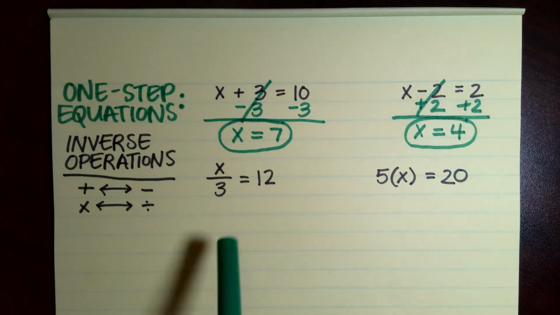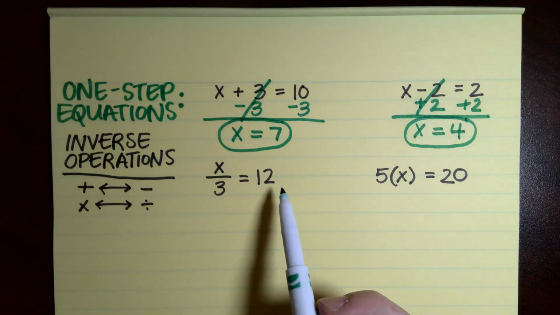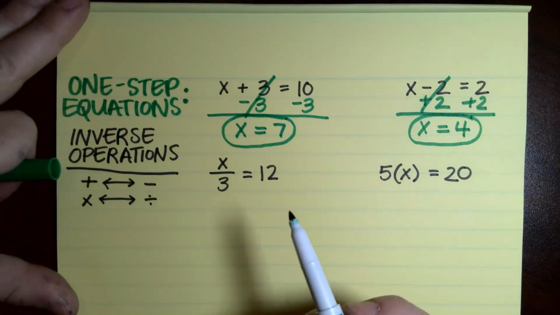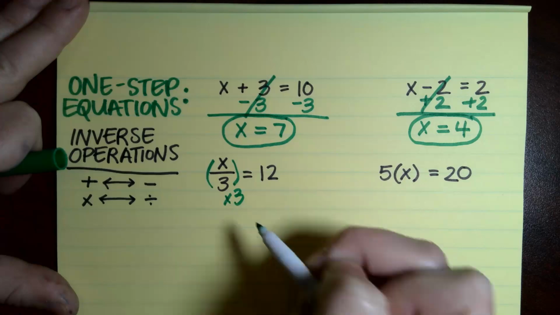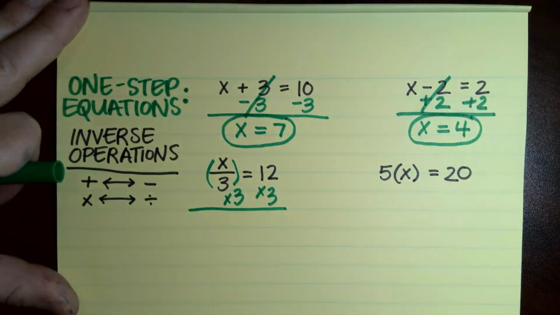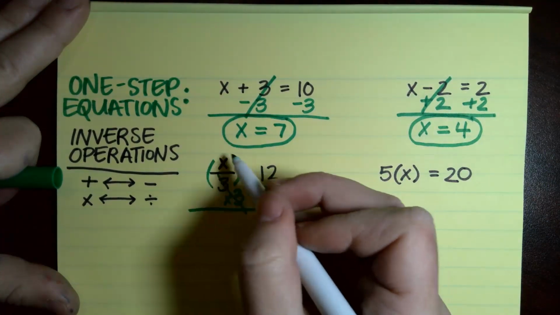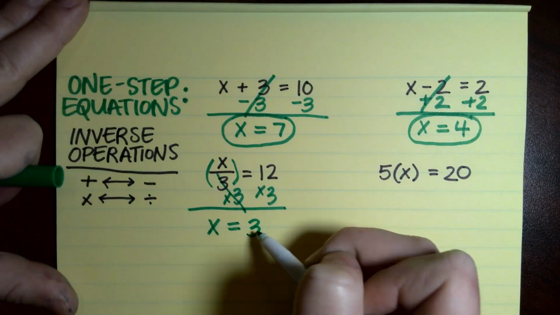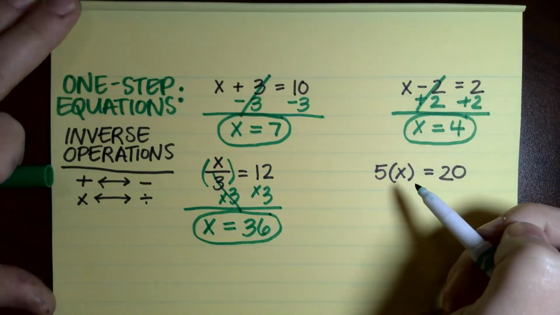Okay, now let's look at this third problem. I have x divided by 3 equals 12. What do I need to do to solve for x? Multiply. X divided by 3, to get rid of division, we multiply. We have to do that to both sides. So our 3's cancel, and I'm left with x by itself equals, what's 12 times 3? 36. Good job.